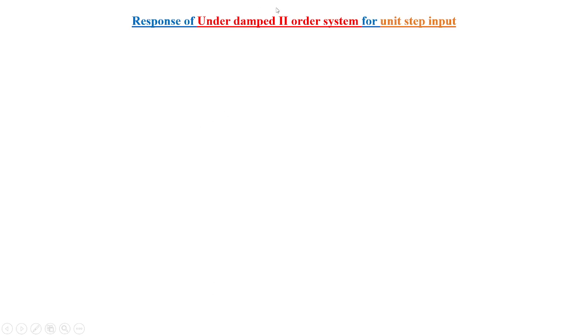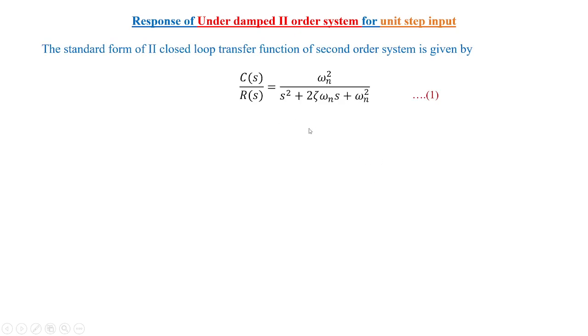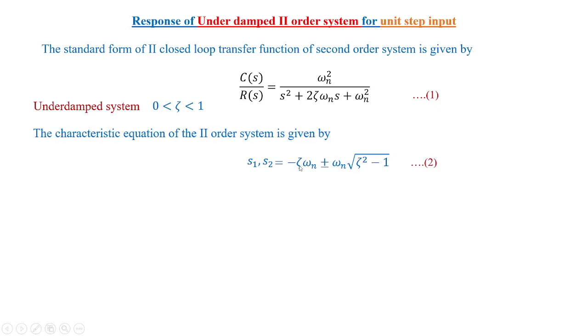Anyhow, when you are going to deal with underdamped second order system for unit step input, we have to consider the standard transfer function. We are treating this one as equation 1. And for underdamped condition, the range of zeta is from 0 to 1. So we are making use of this characteristic equation, and since zeta is less than 1, it is understood that zeta square will also be less than 1, and 1 minus zeta square is always a positive number.